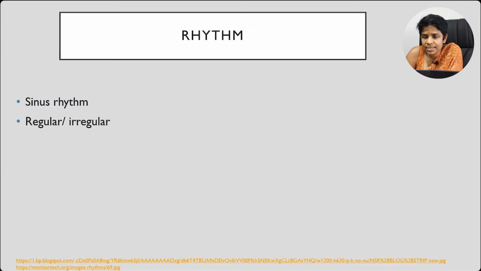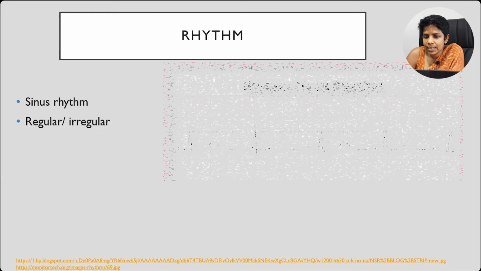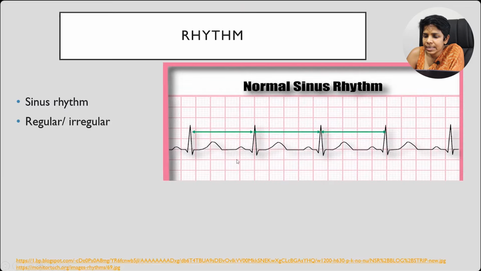So, how do we assess the rhythm of the heart? A normal ECG should be in sinus rhythm, regular sinus rhythm. What do we mean by sinus rhythm? Each P wave should be followed by a QRS complex like this: P wave, QRS, P wave, QRS. And between these, called the RR interval, the duration should be the same. So that's why we call it regular rhythm, and it is a sinus rhythm because the P wave is followed by QRS. The P wave signifies the sinus node activity and atrial depolarization. So this patient is in sinus rhythm.